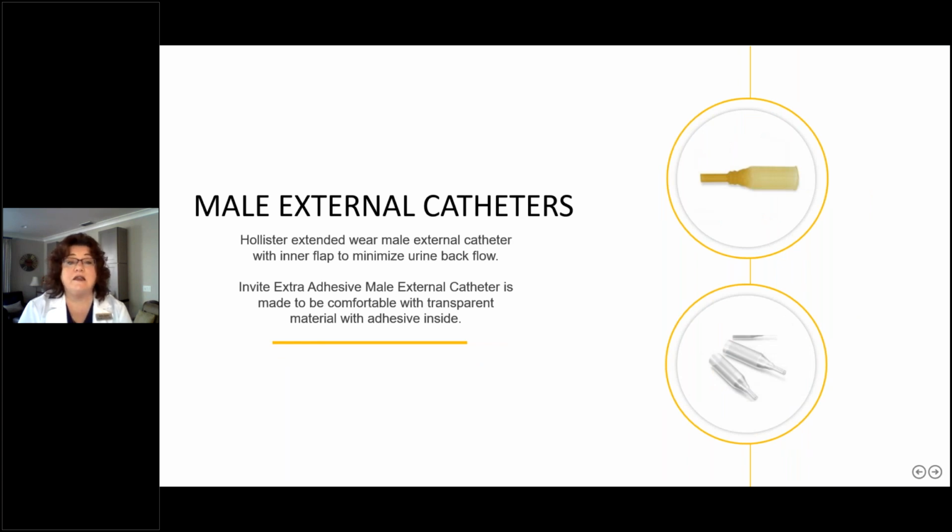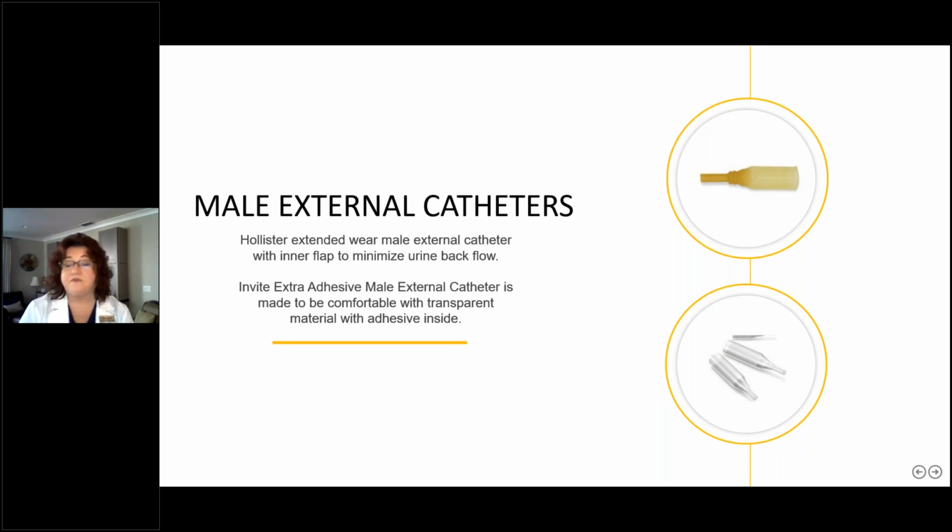Hollister has the extended wear male external catheter. That has an inner flap. It's quite nice. It has this inner flap that minimizes the urine backflow that goes back over the penis. So that helps with the skin care. And then the Invite Extra Adhesive Male External Catheter. That's made to be comfortable with transparent material and adhesive inside. It's also a nice catheter.